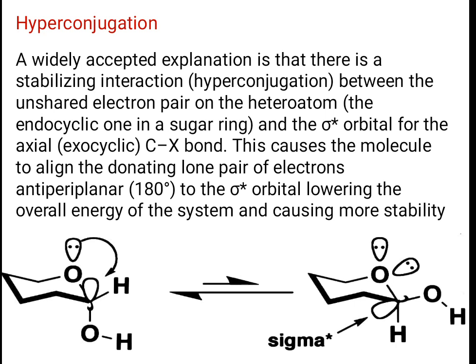That means this orbital and this C-X bond are in an anti-parallel position, which gives more chance for overlap. In the case of this beta position, this is not anti-parallel. Here is sigma star and this one is the lone pair. These two are not anti-parallel. Even this one is also not anti-parallel with this. This cannot overlap.